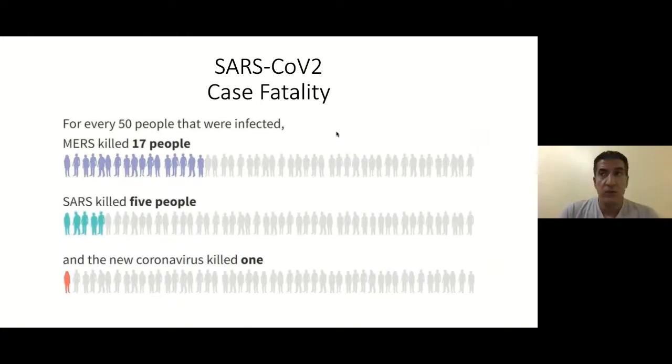If you compare this virus to its cousins, SARS and MERS, it doesn't look that bad. Actually, it's the mildest of them: MERS kills 34%, SARS killed around 10%, and this one has a mortality rate of around 2 to 3%.